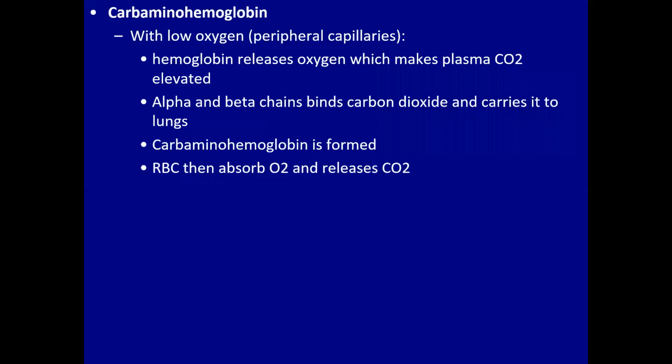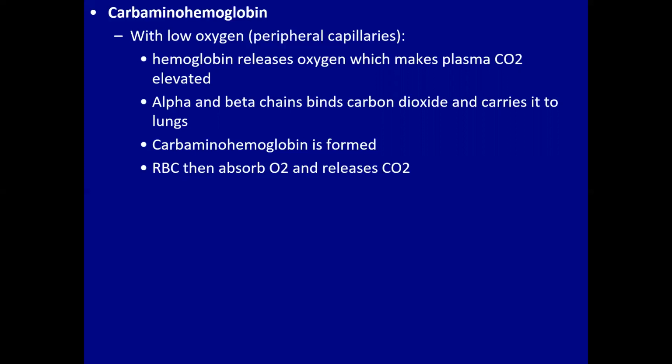Your body will produce something that's called carbaminohemoglobin when you're in a situation where you have low oxygen in your peripheral capillaries, not your deep capillaries, but your peripheral capillaries. When this happens, your hemoglobin releases oxygen and it makes your plasma CO2 high. Then your alpha and beta chains bind that carbon dioxide and it carries it to the lungs. So you're actually carrying this carbaminohemoglobin to the lungs.